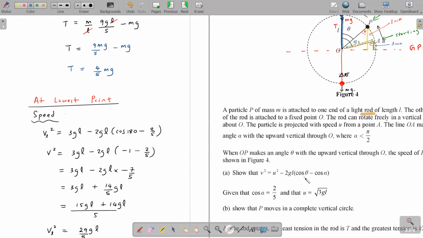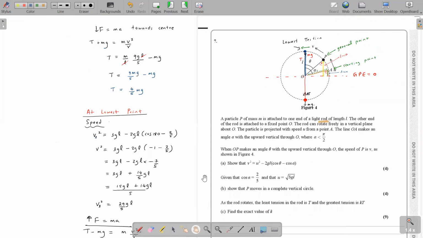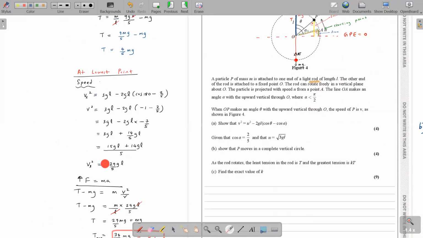Cos alpha and everything else is given to you. The u value is given as 3gL. It's given in the question. The u square and cos alpha values were given, so substitute those values. Those are constants, as I told you; cos alpha and u don't change. And you can input theta as 180. If you do this, the calculator should be in degree mode. If you use pi radians, you can use the calculator in radian mode. And you can get the speed at the very bottom. This is the speed at the lowest point.